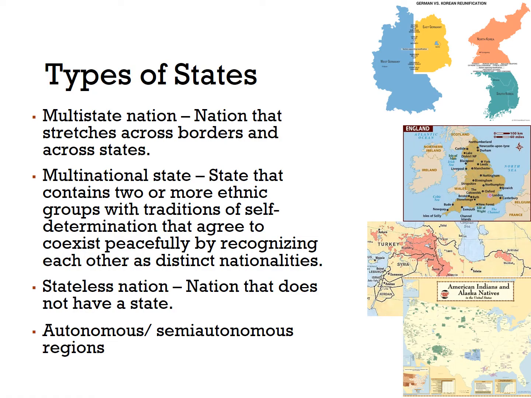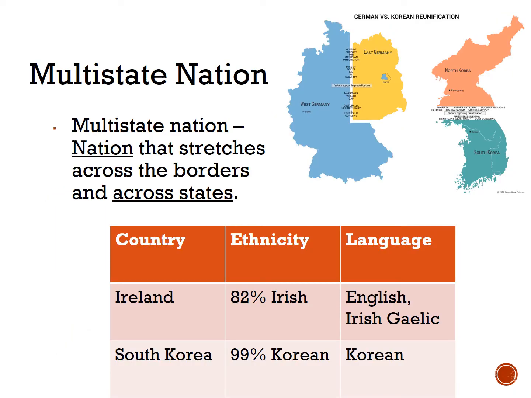A multi-state nation is a nation that stretches across borders and across states. So this is a single cultural group that extends across multiple states. So a group of people who share a cultural or ethnic background but live in more than one country.